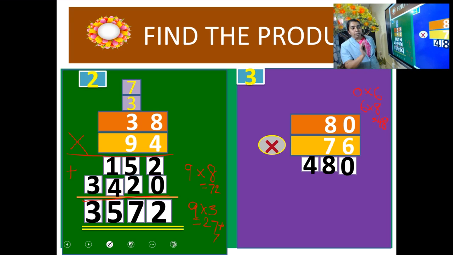So that means the multiplication with 6 is over. So you have to start with the digit in the tens place, that is 7. Then 7 zeros. Yes, 7 into 0. Before that, what do you have to do?